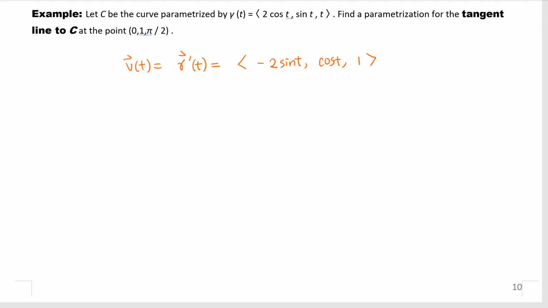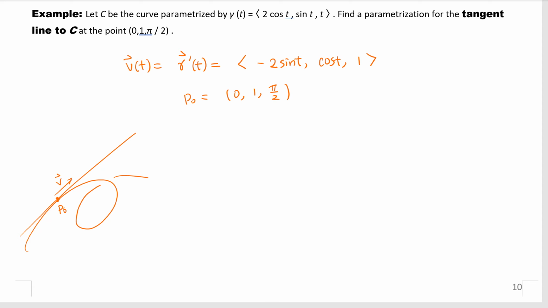And because we want to find the tangent line, imagine this is the curve. Let's say we want to find the tangent line at this point. Well, to find a line equation, we need a point on the line, and we also need the direction, right? How can we find the point on the line? Well, we already have the point, right? That is 0, 1, pi over 2.